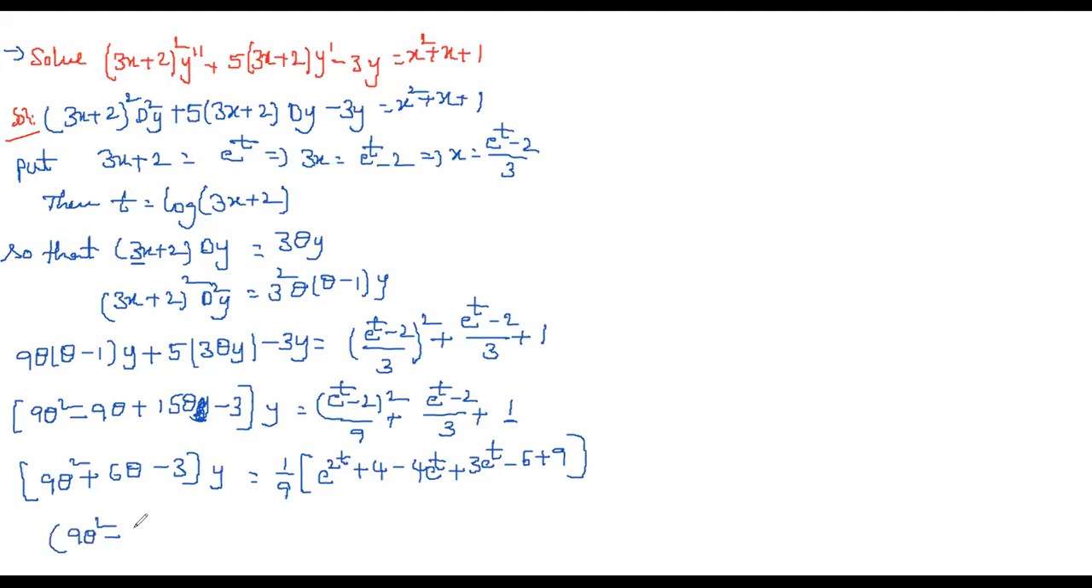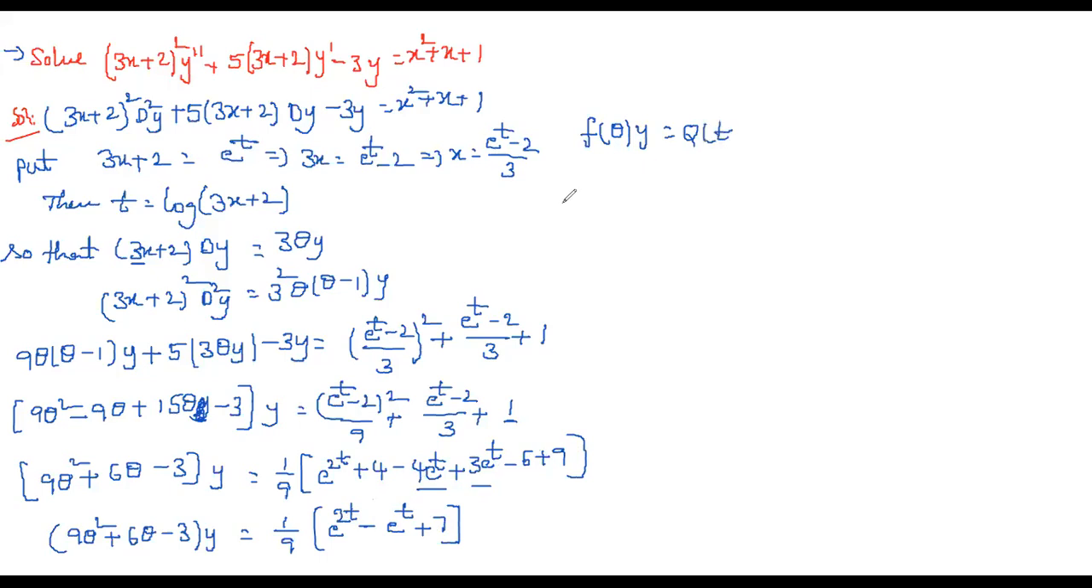9 theta square plus 6 theta minus 3 into y is equal to 1 by 9 into e power 2t, and in these two, here it is minus e power t. Next I'm coming to constants. 9 minus 6 is 3, 3 plus 4 is 7. This is now in the form of f of theta into y is equal to q of t.